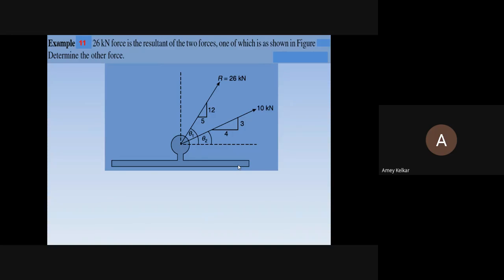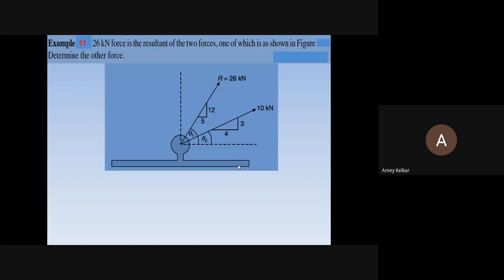Now here the resultant is given with an angle. In the previous example, the resultant was given along the x-axis. Now here the resultant is given with an angle. R is equal to 26, and the thetas are given in a different form, in the form of slopes. The sum reads: a 26 kilonewton force is the resultant of two forces, one of which is shown. The second force they have not shown. One of the forces they have shown is 10 kilonewton.